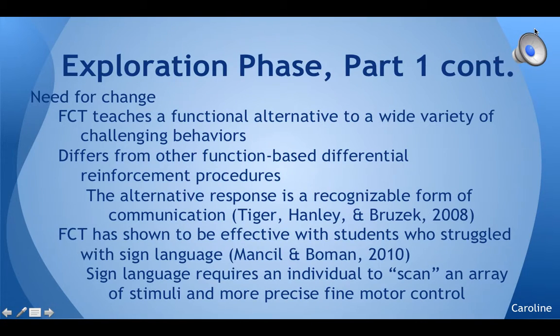Functional communication training is needed so that students can acquire more appropriate behaviors that match a specific communicative function. As opposed to other function-based differential reinforcement procedures, FCT provides a recognizable form of communication. For example, differential reinforcement of incompatible behaviors does not involve the client learning to engage in a new behavior, but rather substitutes one for another. And lastly, while FCT can encompass the use of sign language, each client's unique communicative replacement makes it a great intervention choice.